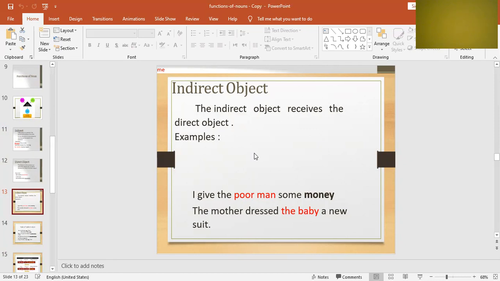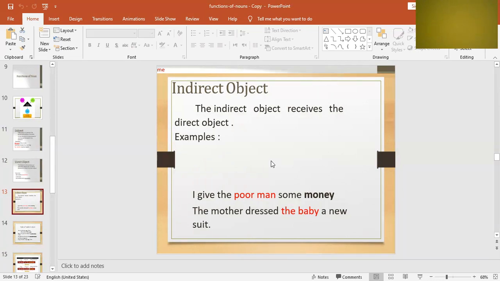So as you see, the indirect object receives the direct object. Here are examples. I gave money. What did you give? I gave money. To whom? To the poor man. So the poor man is the indirect object.